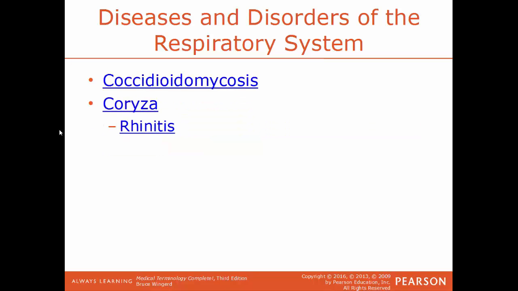So our next term, coccidioidomycosis. And this is a reference to a very serious fungal infection of the lungs. It's also known as valley fever, more commonly found in the southwestern parts of the United States. So our next term, coryza. This is any inflammation of the mucous membranes of the nose. It's basically another term for a head cold.